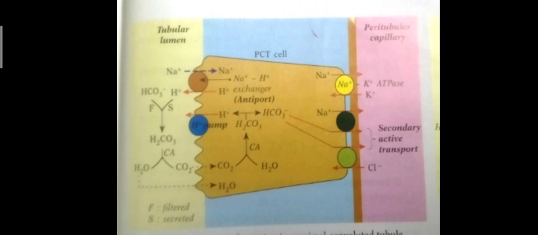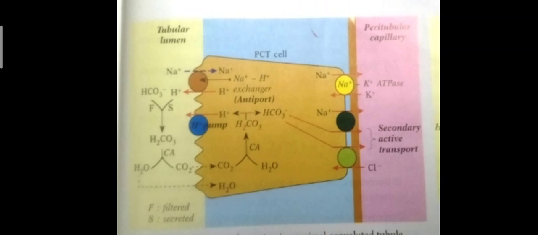So here it is clear from the diagram. In the PCT cell, on the apical membrane there is a sodium hydrogen exchanger and hydrogen pump, and the filtered HCO3 reacts with the secreted H plus to form H2CO3, and with the help of carbonic anhydrase it dissociates into H2O and CO2, which enter the cell, and new HCO3 is formed inside the PCT cell, which is transported and reabsorbed into the peritubular capillary along with secondary active transport.